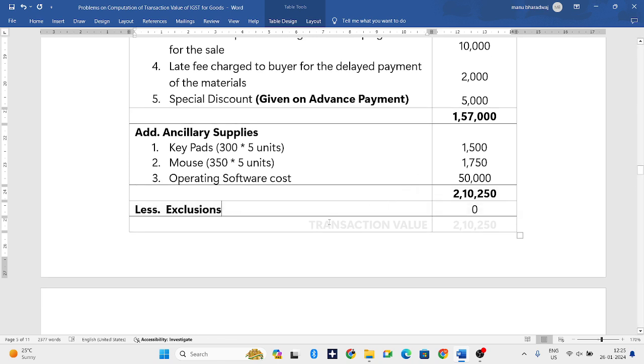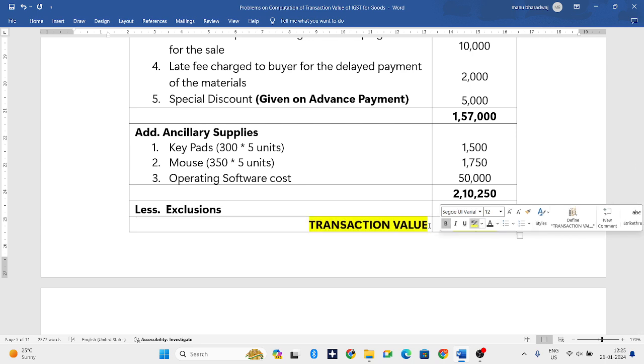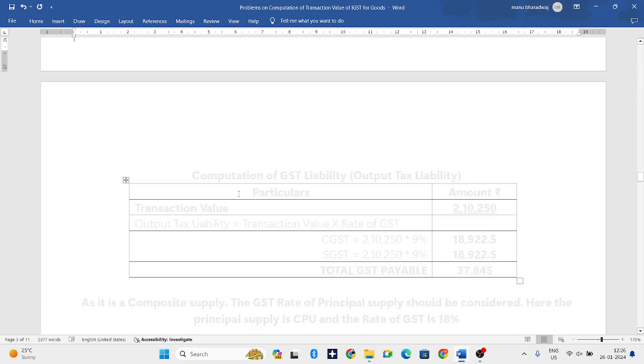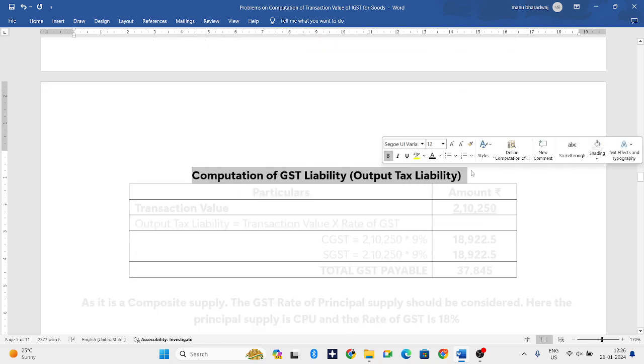There are no exclusions, zero. In the question there are no exclusions of any kind. Hence our transaction value will be 2,10,250 rupees.